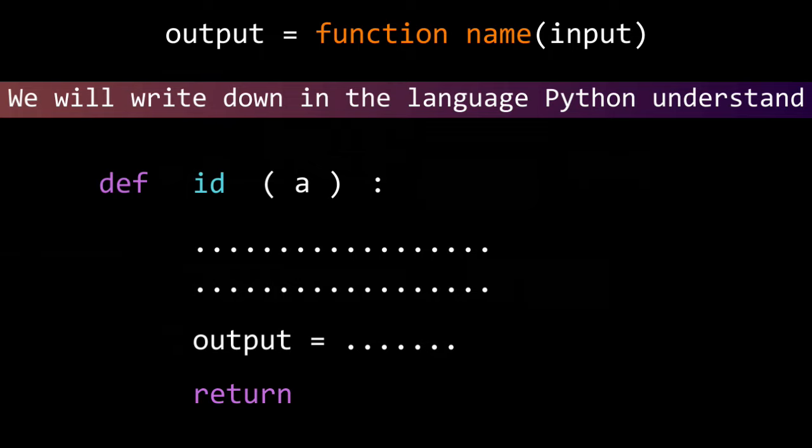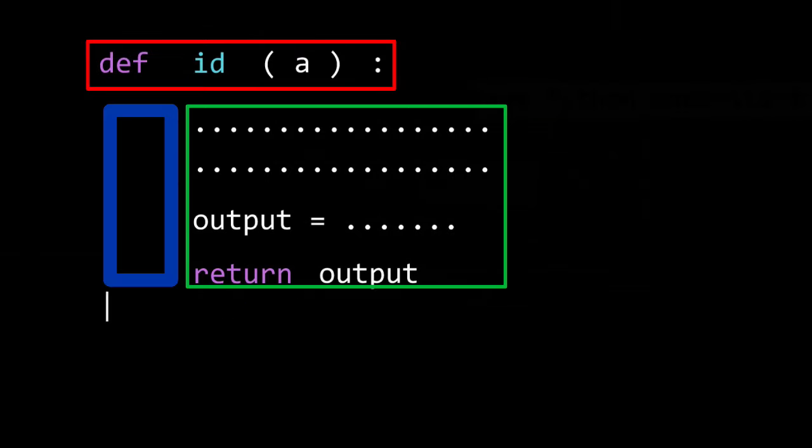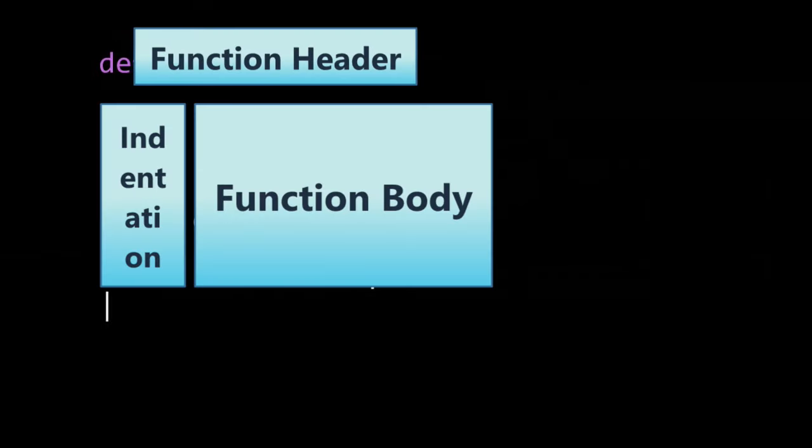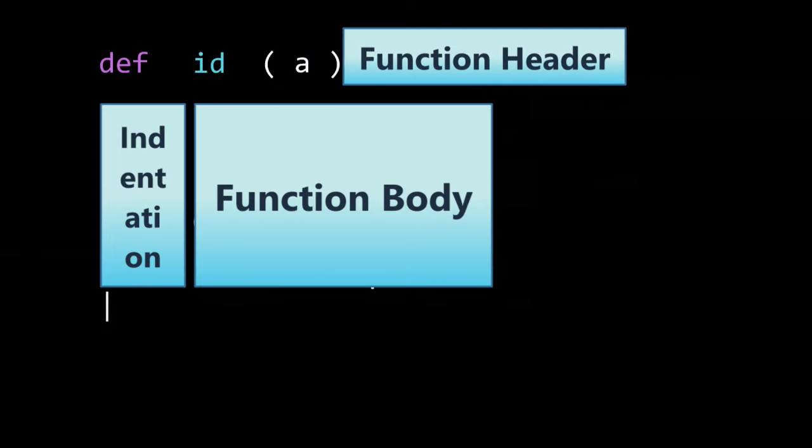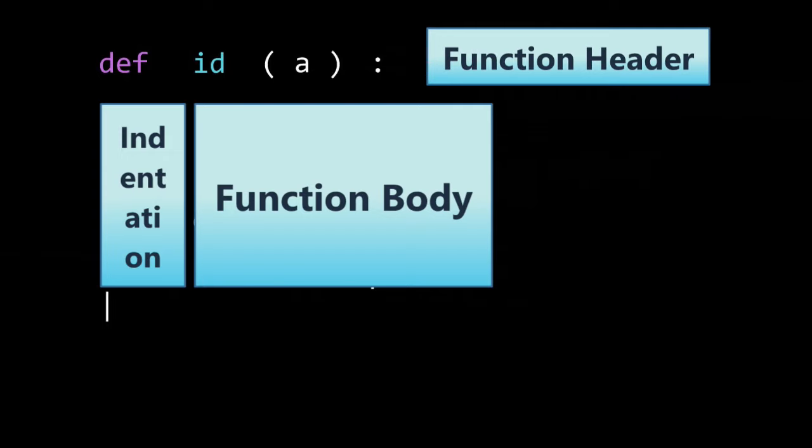This function we can separate into three rectangles which are shown on the screen. The top one is called the function header. The left one is called indentation, and the last one, the bigger one, is the function body where we write down the actual code. Let us see what is function header. Function header is the first line, and that is very important.